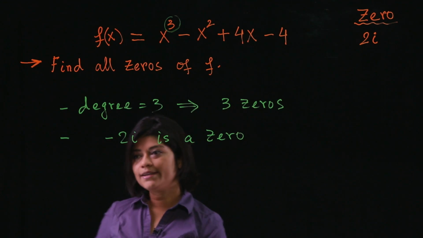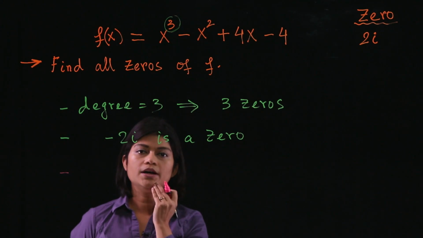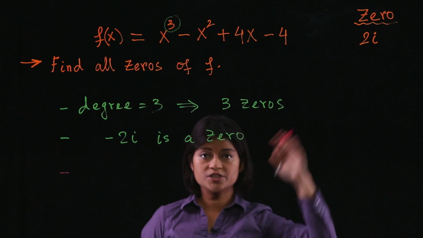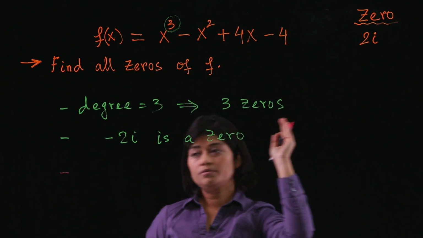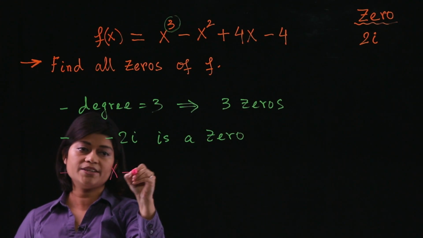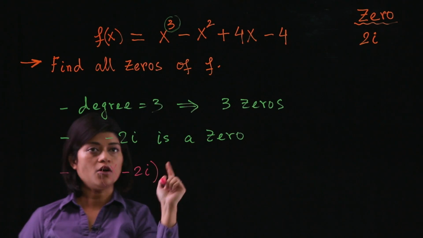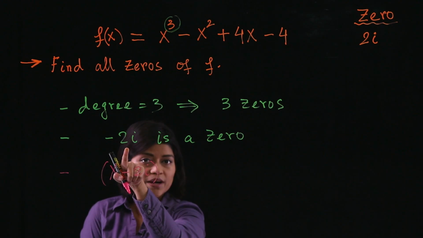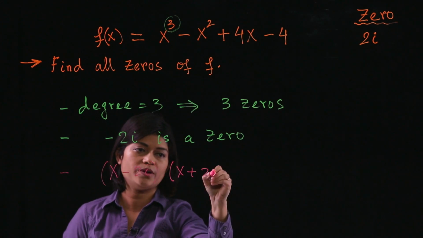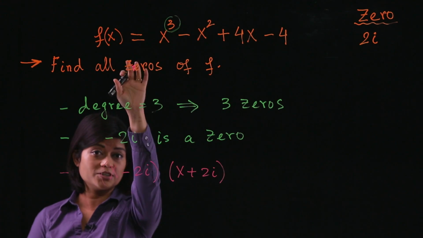So to do that, let's figure out what do we know about the factors of this function. We know that each zero corresponds to a factor. So if 2i is a zero, that means x minus 2i is a factor of this function. Also, we figured out that negative 2i is a zero. Therefore, another factor will be x plus 2i. Okay, so both of these will be factors to this function.